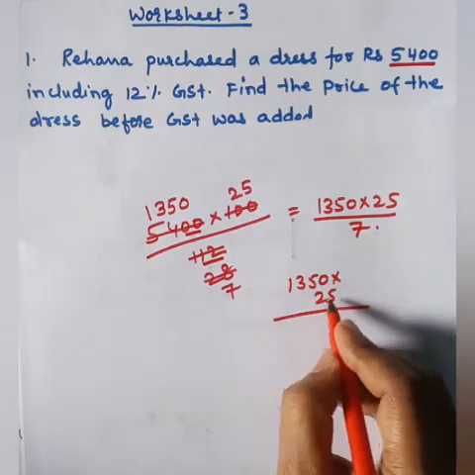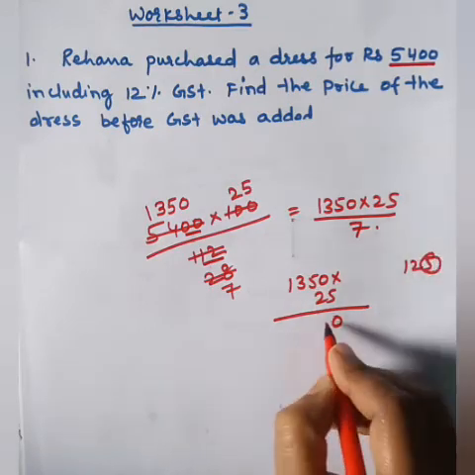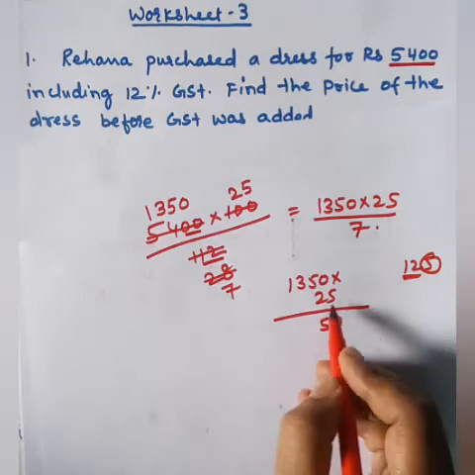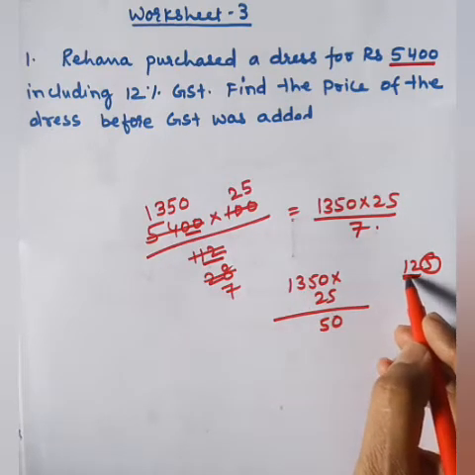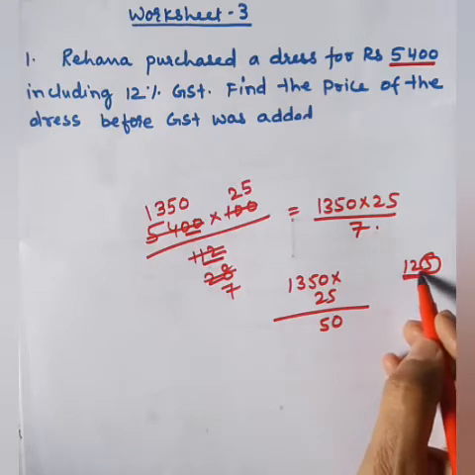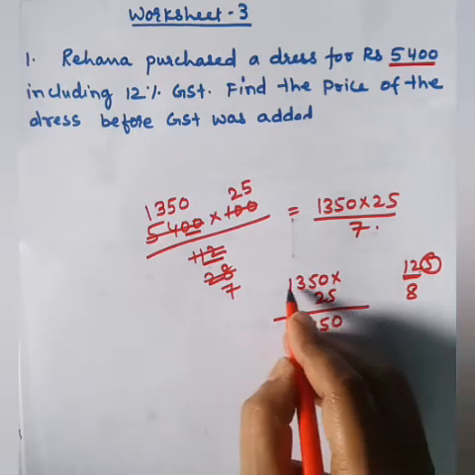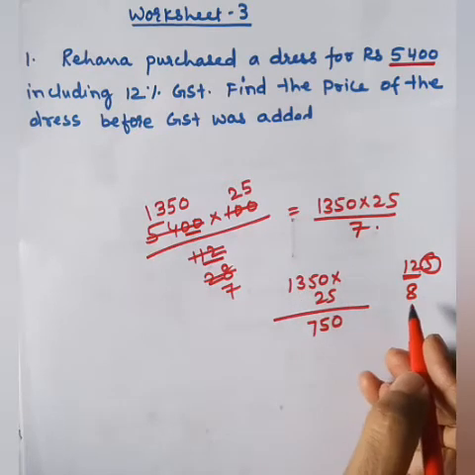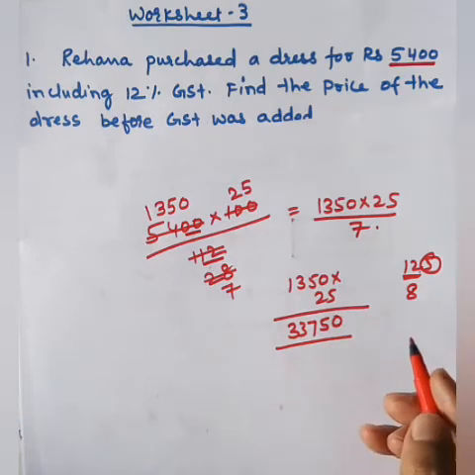Okay. See, 25 zeros are 0, 25 5s are 125, so we put 5 here, we are left with 12. 25 3s are 75, and 75 and 12, so 75 and 2 will be 77, 10, 87, so 7 and 8 here. 25 2s are 50, and 50 and 8, 58, okay.